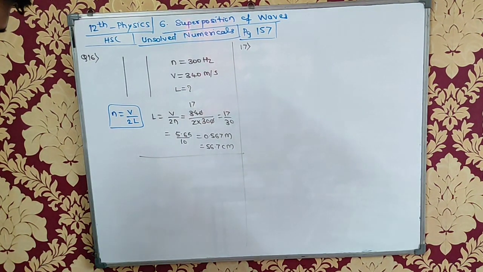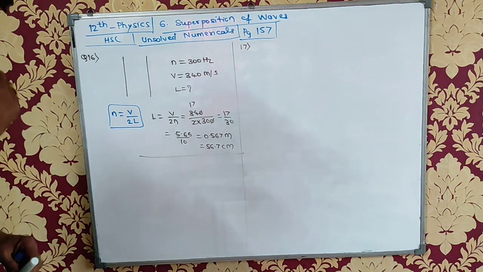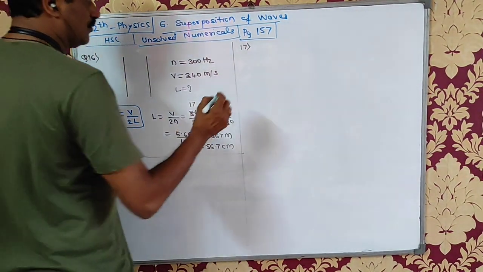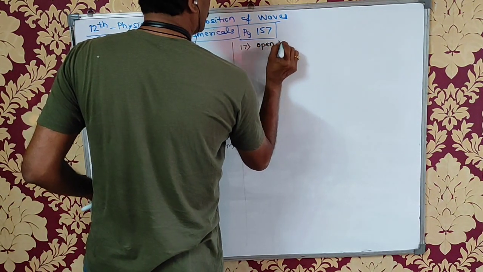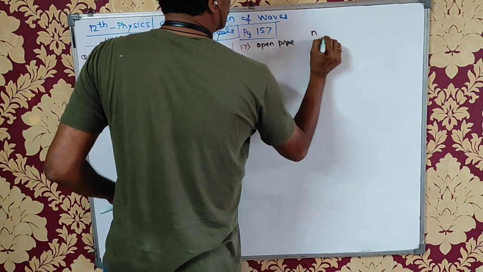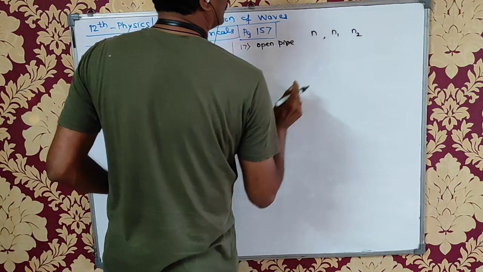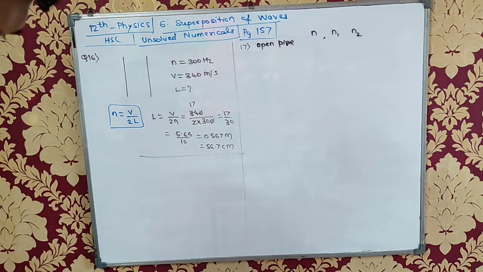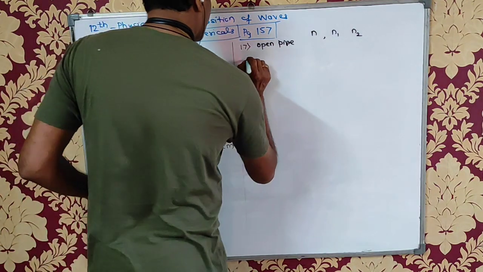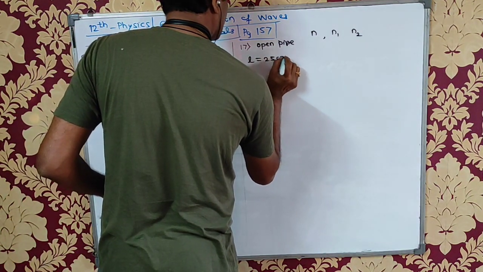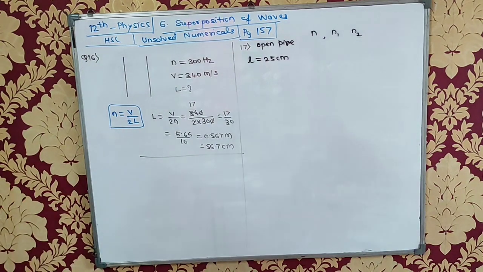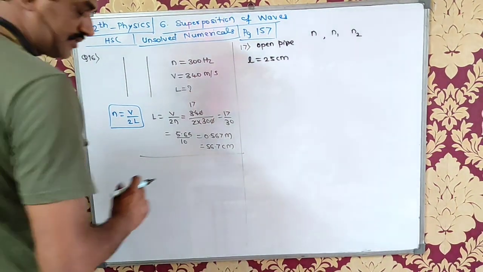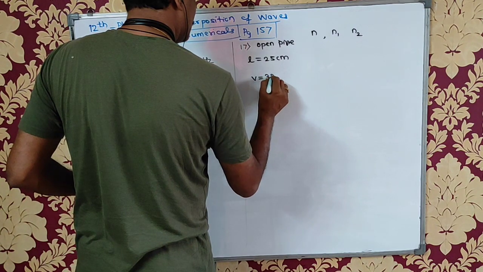Find the fundamental, first overtone and second overtone frequencies of a pipe open at both ends. It's an open pipe. We need its fundamental frequency, first overtone and second overtone for this pipe of length 25 centimeter. If the speed of sound in air v is equal to 330 meter per second.